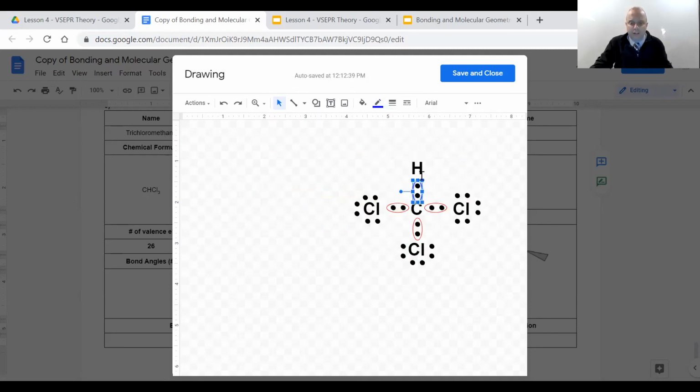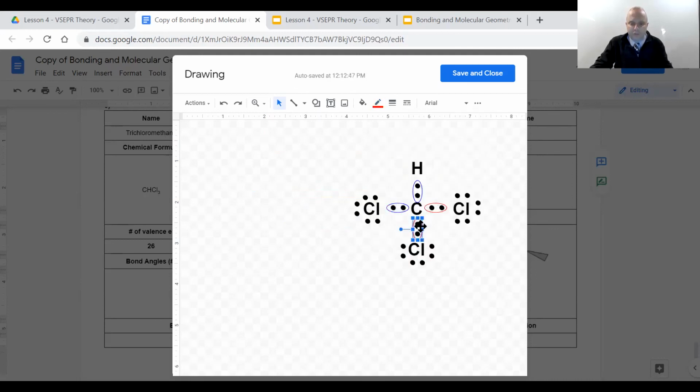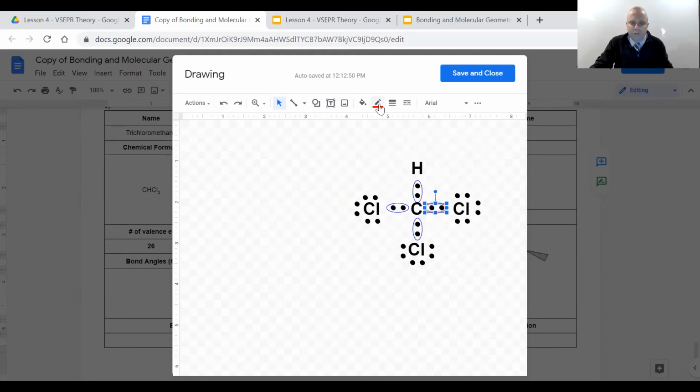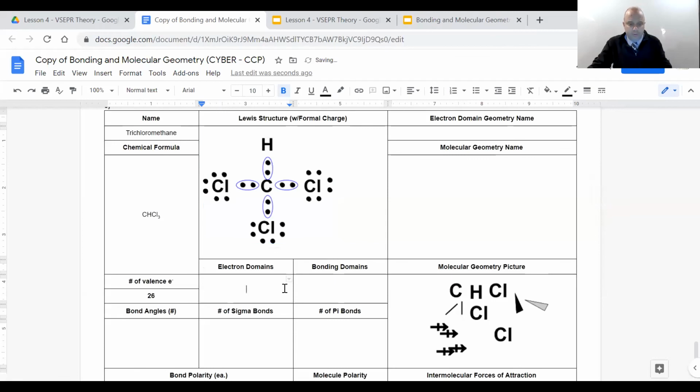So I'm going to take all 4 of these and just change them to blue. Again, you don't have to worry about doing this. I'm just doing this to show you which ones are bonding domains and which ones are electron domains. In this case, all 4 are bonding domains. So 4 electron domains total, all 4 are bonding.